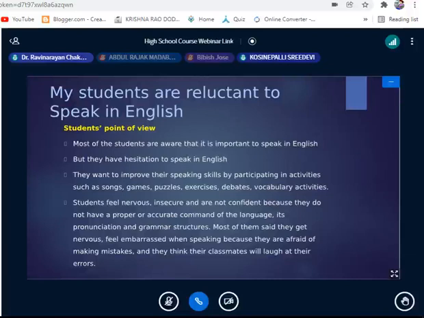Or you can prepare a questionnaire. So one of the research skills you have to acquire is preparing a questionnaire. If you want to do a classroom-based research study, you should know how to prepare a questionnaire.